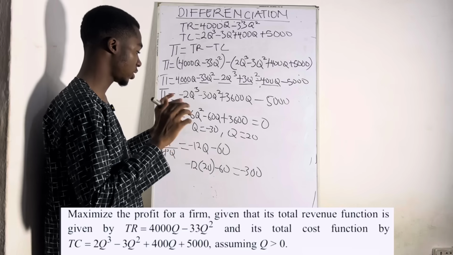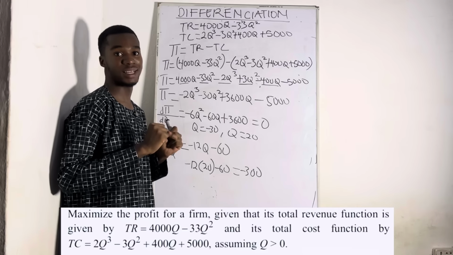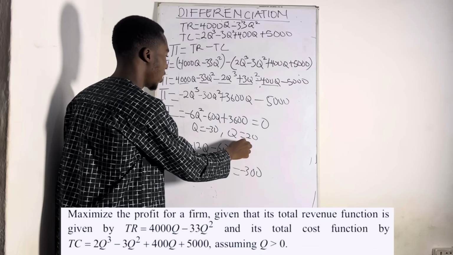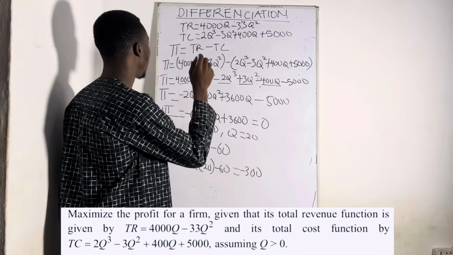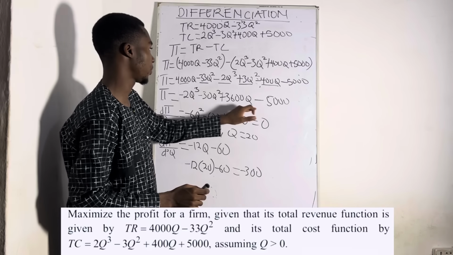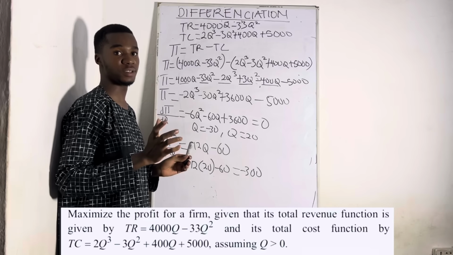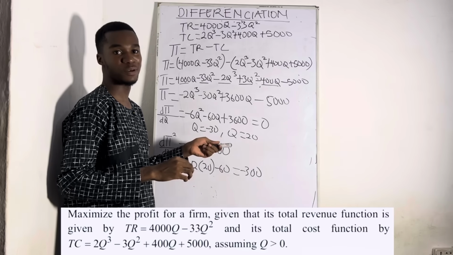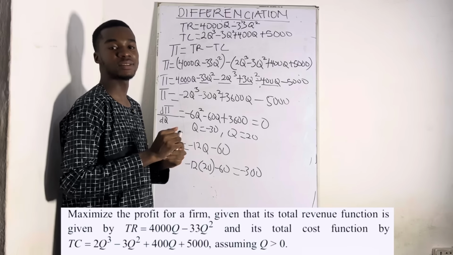But now, if we want to actually know the maximum profit we are getting, we put the quantity that gives us the maximum profit into the profit function, which is here. Then that's what gives us the highest profit. Q equal to 20 is not the highest profit you are making. It's the quantity that gives us the highest profit.